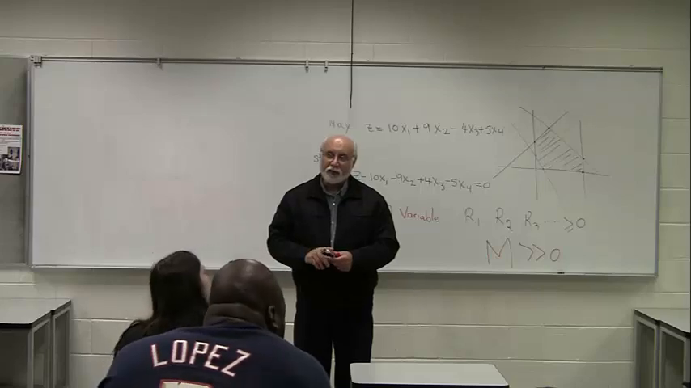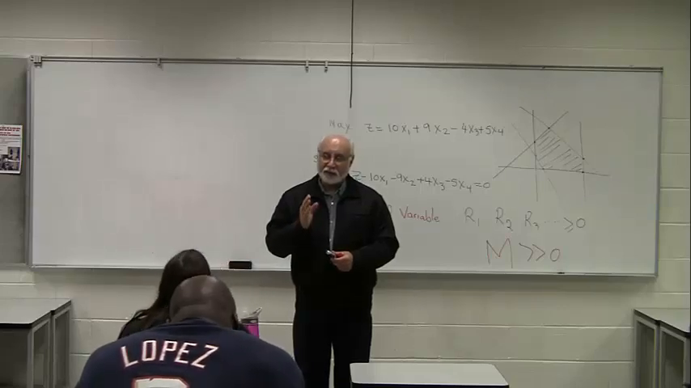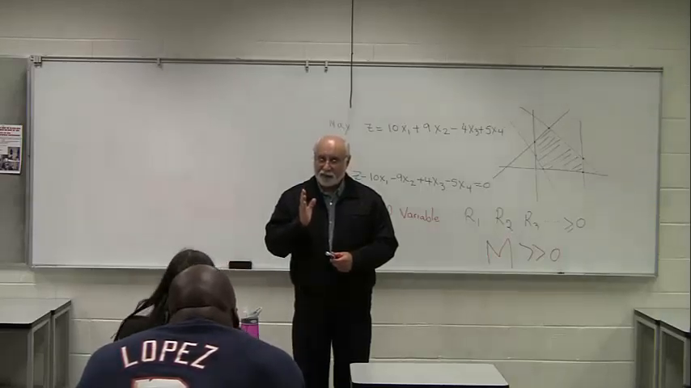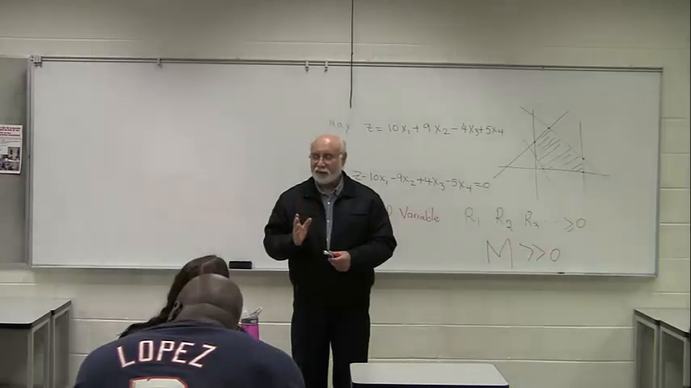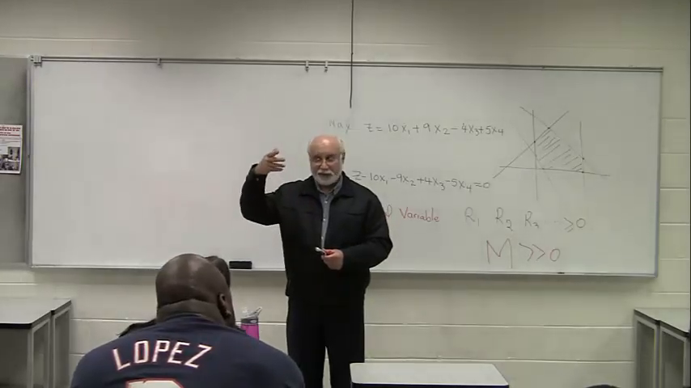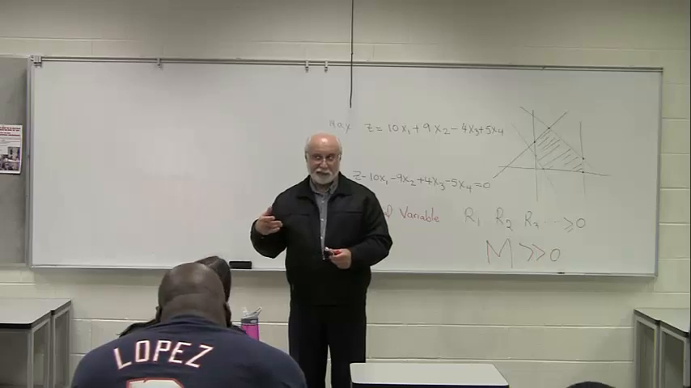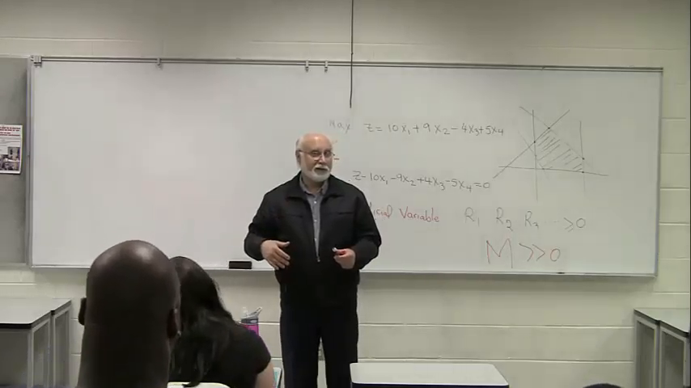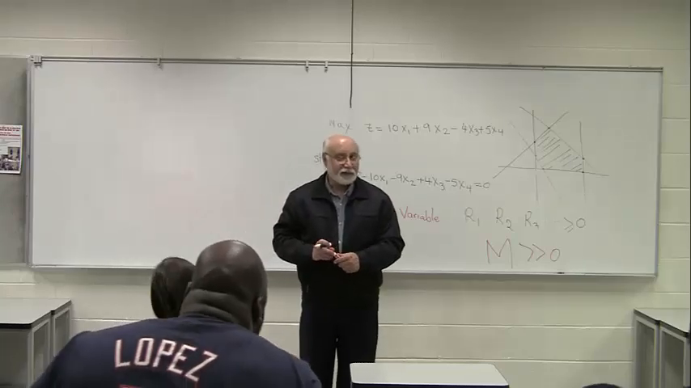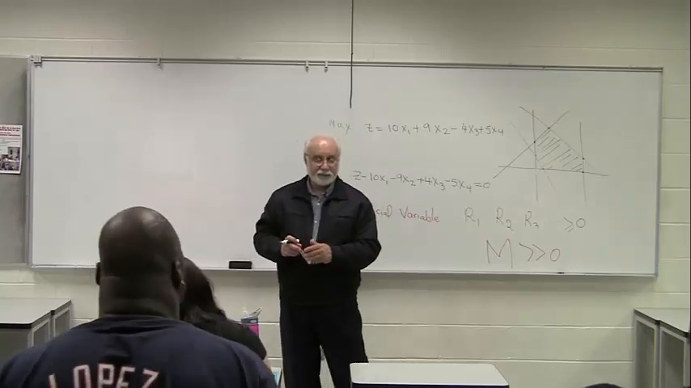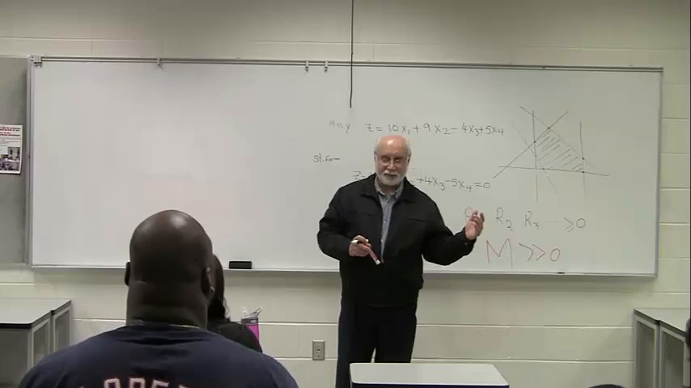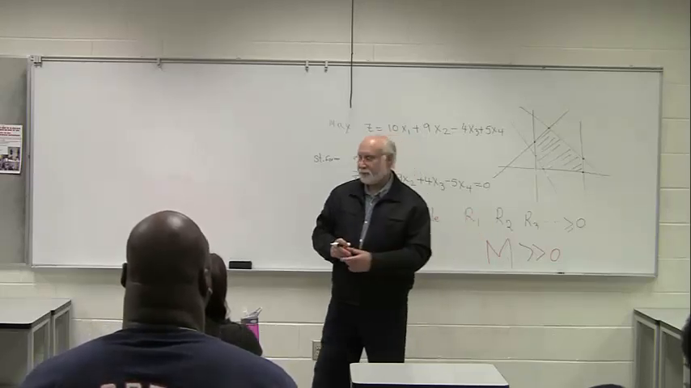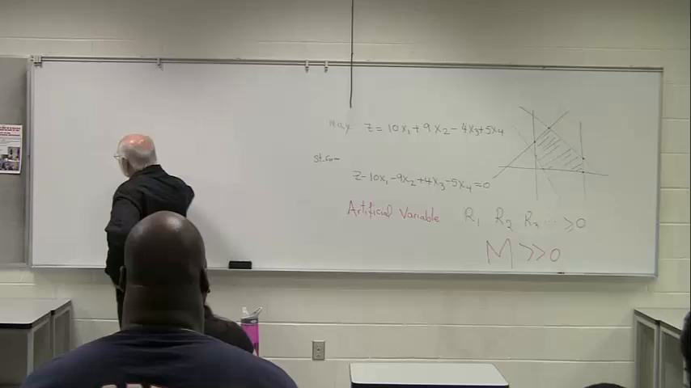Look at R1. R1 is only in one constraint. It's not in the other constraints, so it is in the form of, I don't know, 0, 0, 1, 0, 0. Looks like a very good candidate for a basic variable. So let's start doing an example.